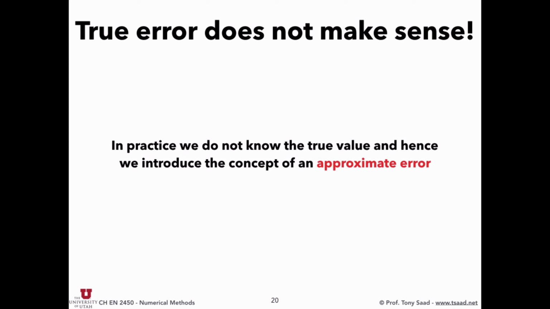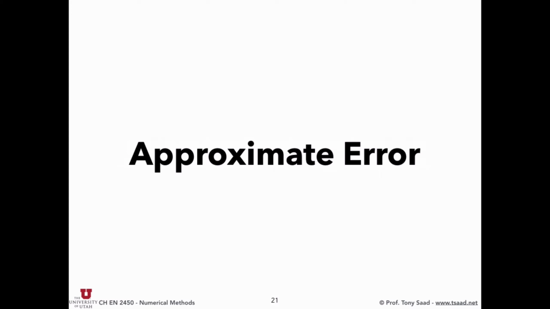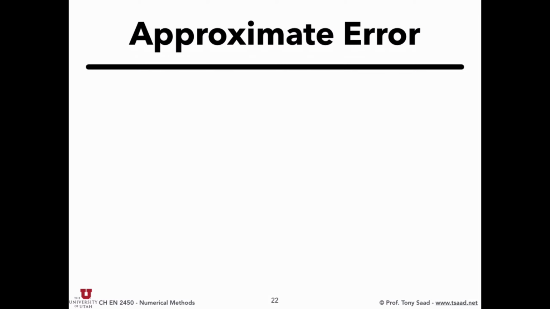So we don't know the true value, but we can get an idea of how to approximate, not the true value, just approximate the error. So we can get a sense of the error that we are committing. And we introduce the concept of approximate error. I'm going to first define it to you, and the definition may be a little bit like, what are you talking about? But then you'll see with practical examples. So just bear with me for a second.